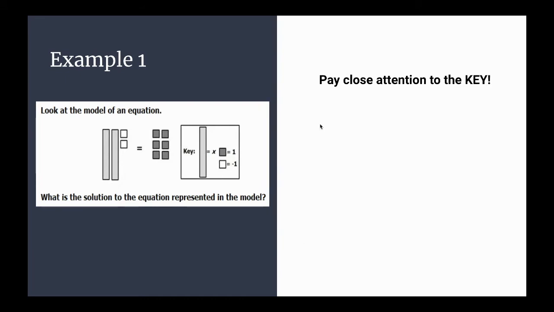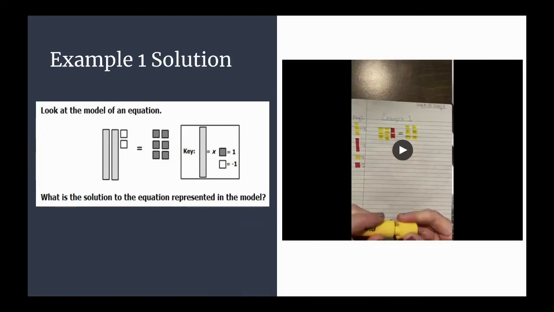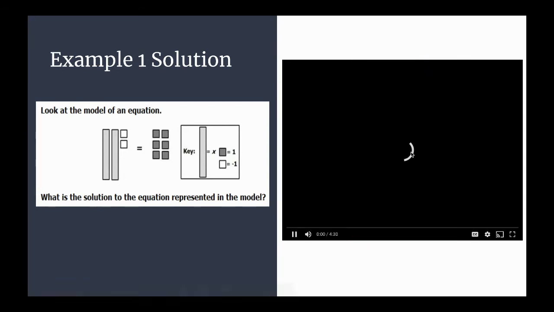So it's very important here that you pay close attention to the key. Your key here says that the bar represents x. Your dark colored squares represent +1, and the light colored squares represent -1. So here you're just writing what the equation is saying, and then you're going to solve it. So go ahead and pause the video here and take a moment to do that. Now let's go ahead and take a look at our solution.